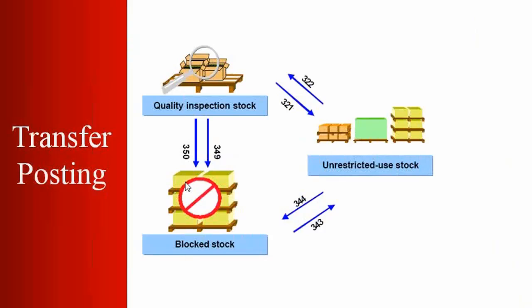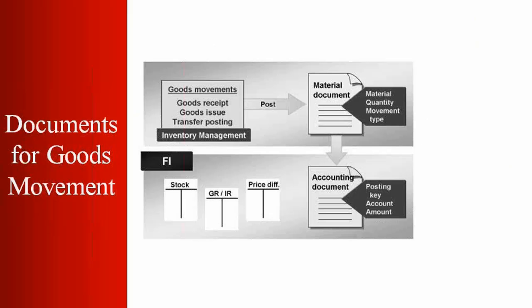So, documents for goods movement. As I said before, whenever you create a goods movement, the system will be creating a transfer accounting document, as I showed you before. And another thing is a material document will be created whenever you do a goods receipt, goods issue and all that.